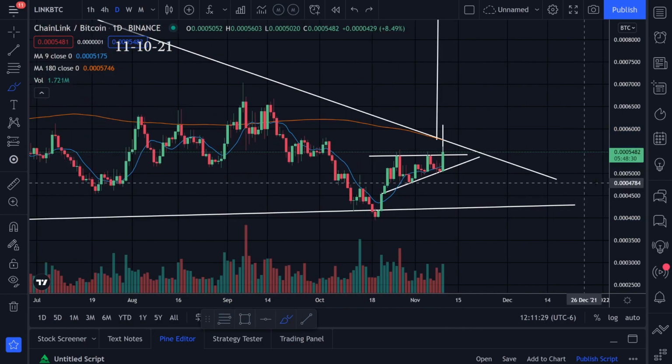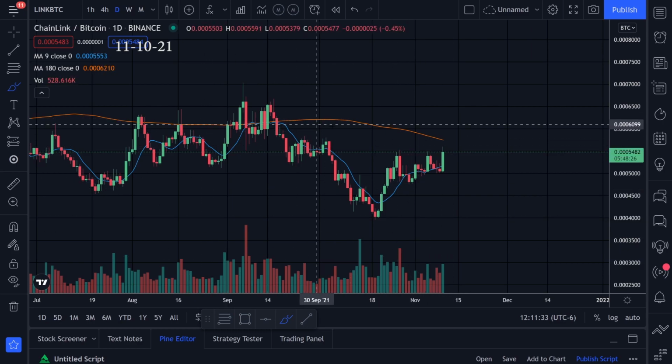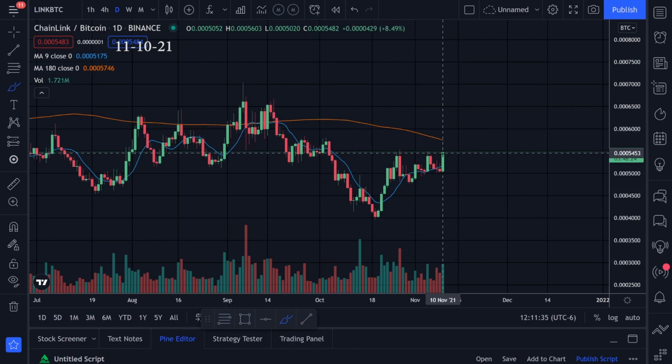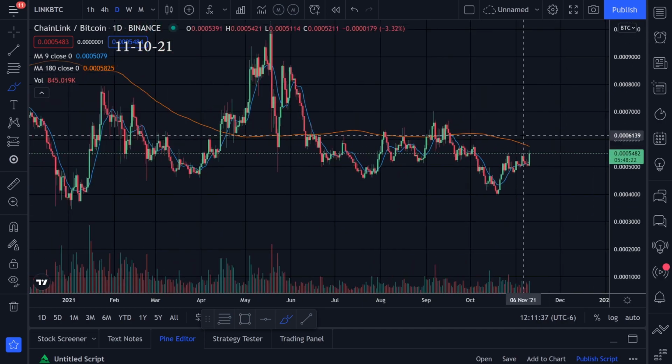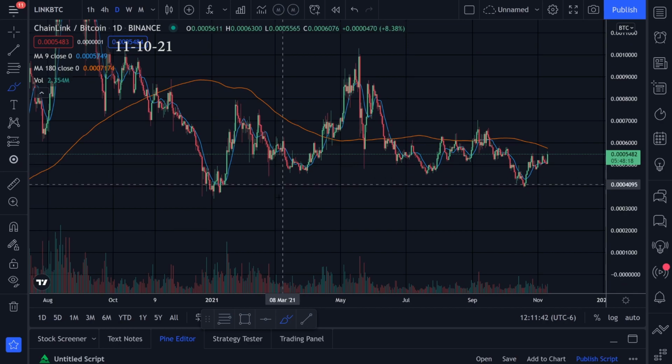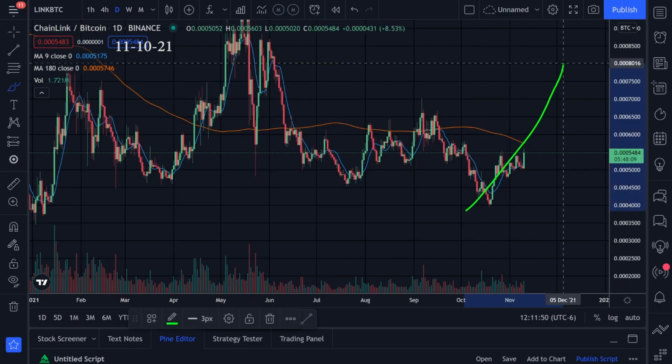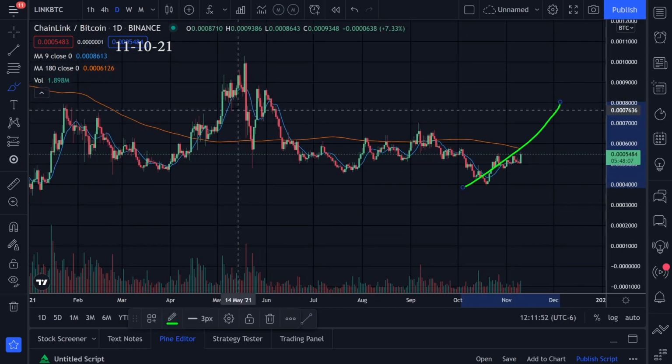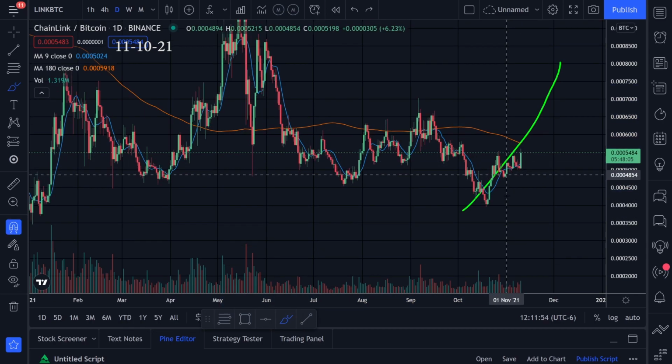So what I'm thinking is, are we going to get resistance? Let me clear everything else so you can see it clear. Are we going to get resistance on this orange line right here, or are we going to be able to break through it and actually get a big huge pump? Like I said, this is a Chainlink to Bitcoin chart, so if this chart is moving up, that's good for Chainlink, and if this chart is moving down, that's good for Bitcoin.